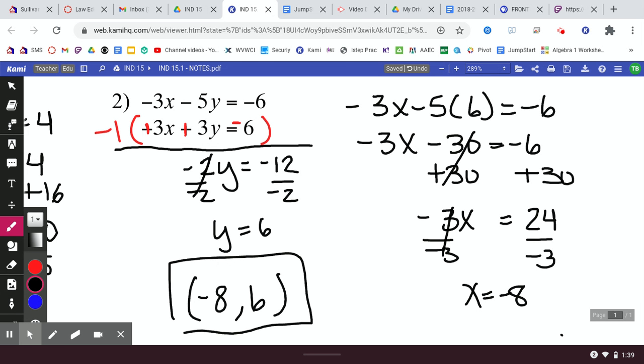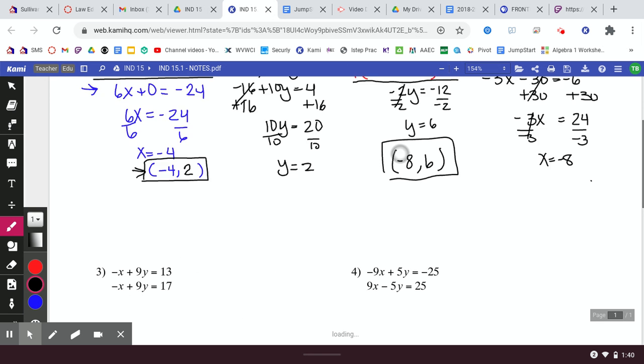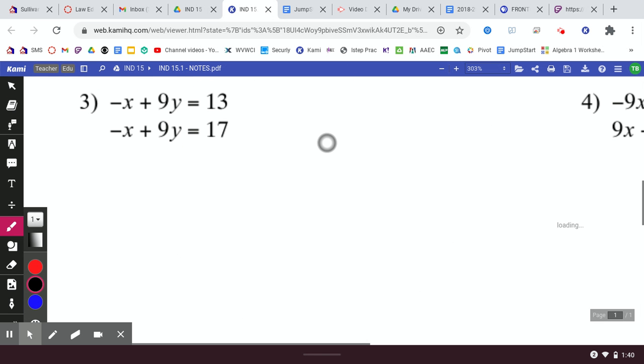All right, any questions on the first two? On today's assignment, 15.1, it's either going to be it easily goes away and you don't have to do any manipulation, or you just have to multiply by a negative 1 on one of them to make something match up, okay? All right, so let's look at this one. Give you a minute to get it written down.